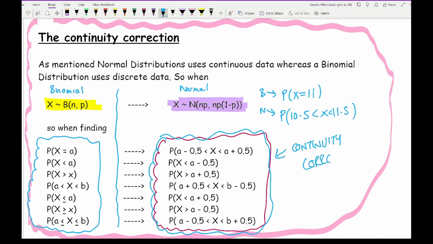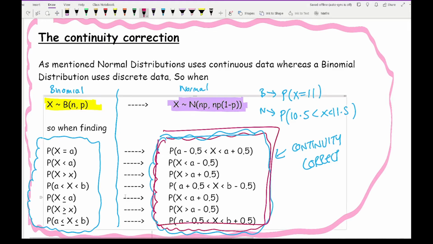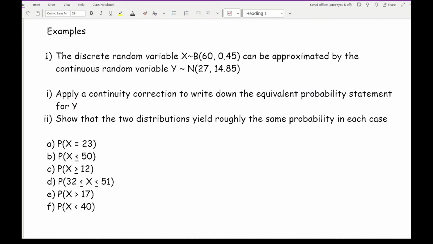So if you get asked to work it out, then what they are wanting is this, what's in this box here. So to try and get some understanding of this, let's have a look at some examples. So let's have a look at this first question.